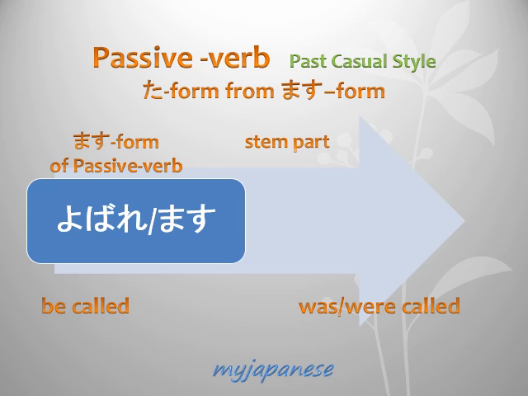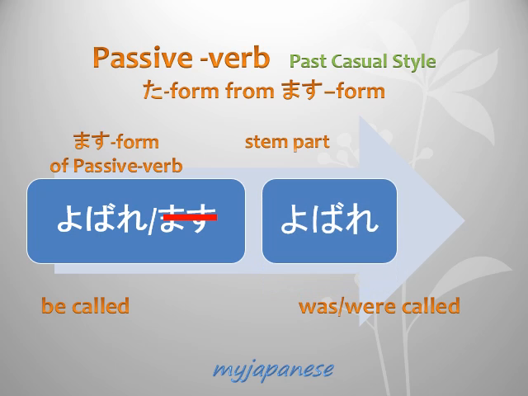Now, let's make ta form. Omit the masu and add ta to the stem part. Yobareta, was or were called, is ta form of passive verb. It is past affirmation in casual style. Okay?